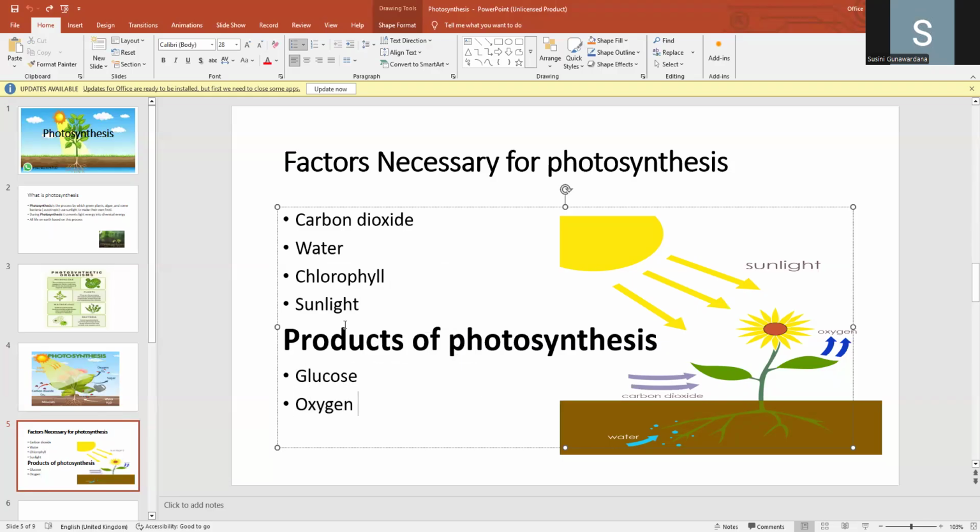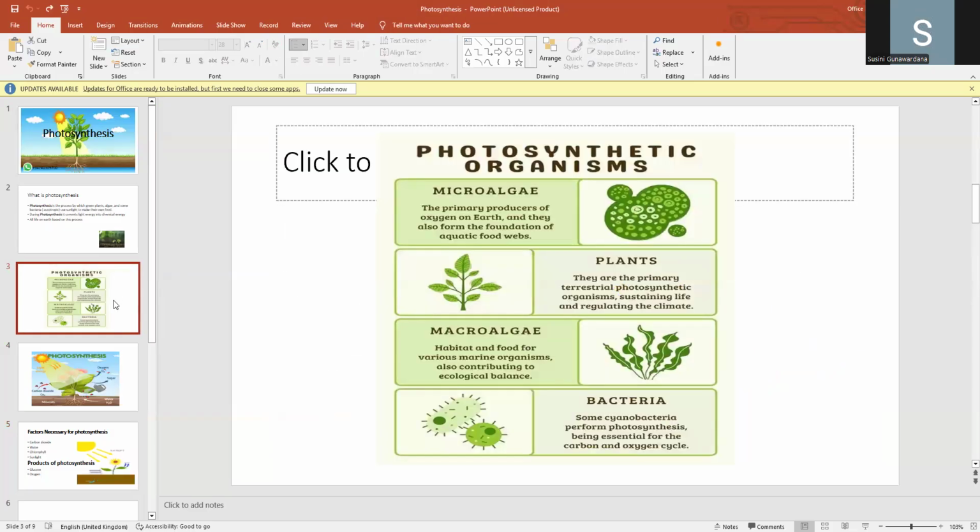So what are the four factors necessary for photosynthesis? They are carbon dioxide, water, chlorophyll, and sunlight. Before moving to the next slide, I will move to this slide. Who are the photosynthetic organisms? Basically, we consider plants as the photosynthetic organisms.